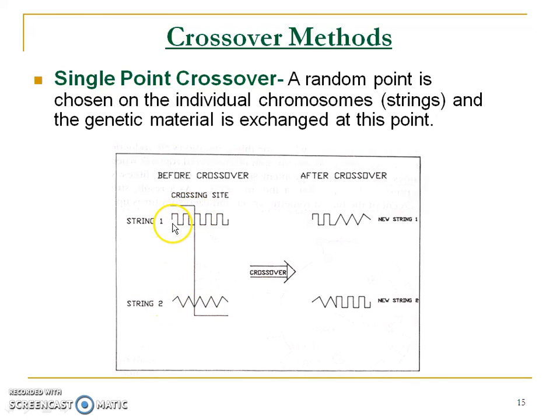Now you can see that this part is added with this portion of the second chromosome. Now the result is this. Similarly, with this part, this portion of the first chromosome is added. So the result is this one. So after the single point crossover, the result of chromosome 1 and 2 is these 2 new chromosomes.